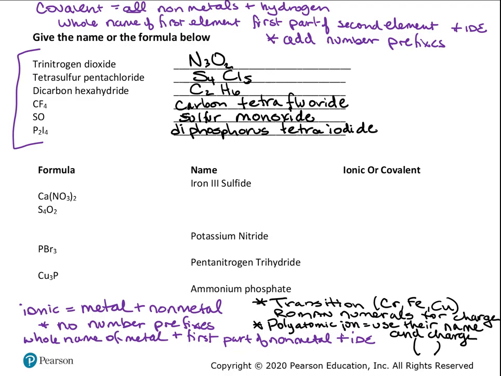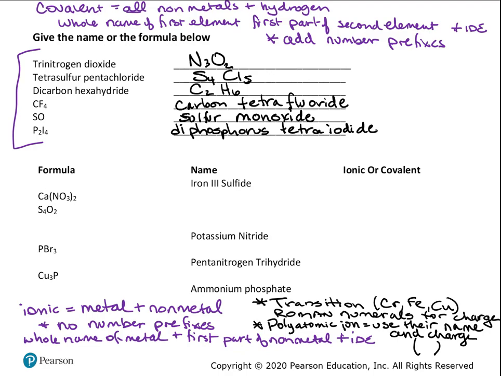Okay, so now the next part. The next part is what I call the mashup, because this is going to get you to identify, from the name or the formula, is it ionic or covalent? While you were working on those, I wrote a little cheat for you at the top and the bottom. Remember that covalent is all nonmetals and hydrogen. So all you've really got to do is look at the name or the formula and then look at the periodic table.